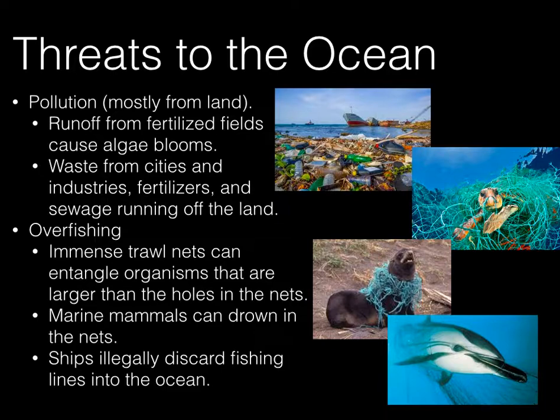Overfishing is a big problem. We have these immense nets, these huge nets that weigh thousands of pounds, and we can't get them up, and animals get stuck in them. There are some mammals in the ocean that have to come up to breathe, and they're not able to. Or there are other animals that just get stuck in these nets and they die. So marine mammals can drown in these nets. Other organisms can die in these nets. And ships like to discard their nets when they're no longer usable, and so they'll sink in the ocean, and animals will get trapped in these nets.